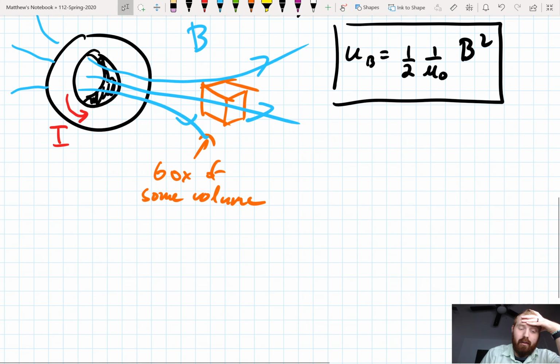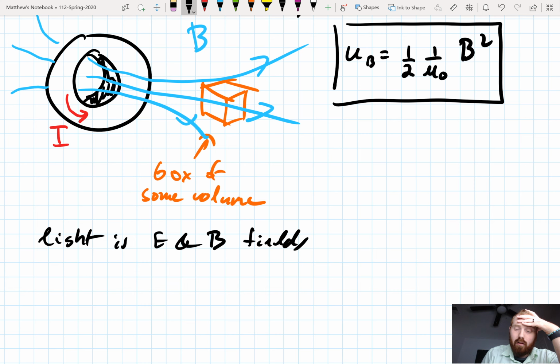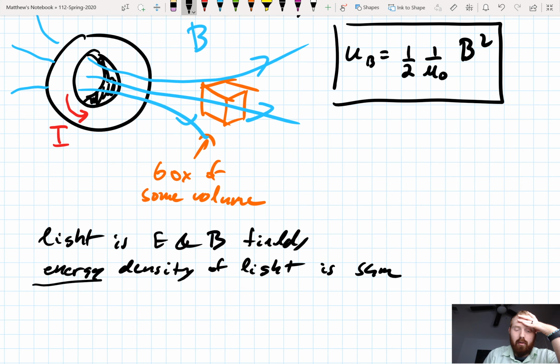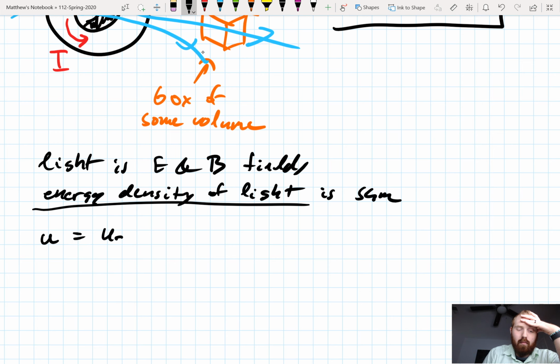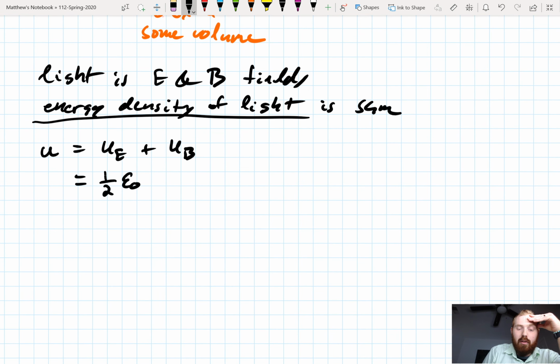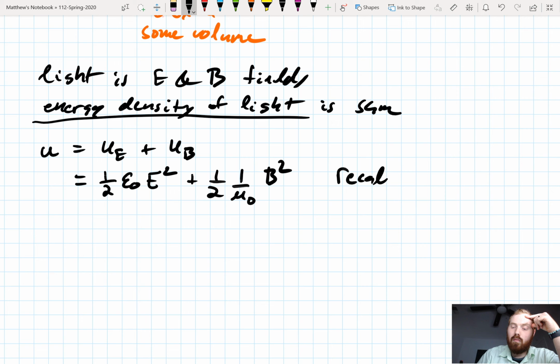Now let's combine these, right? Light is E and B fields. So the energy density of light is the sum of the two. It'll be u_E plus u_B, but we've got some tricks that we can do. This is 1/2 the electric permittivity constant E squared, plus 1/2 times 1 over the magnetic permeability constant B squared. Now recall, for electromagnetic waves, E is just equal to cB. Must be true if it's an electromagnetic wave.